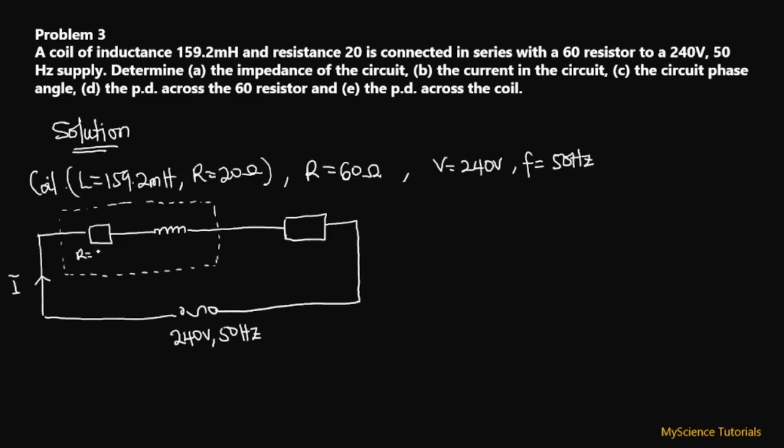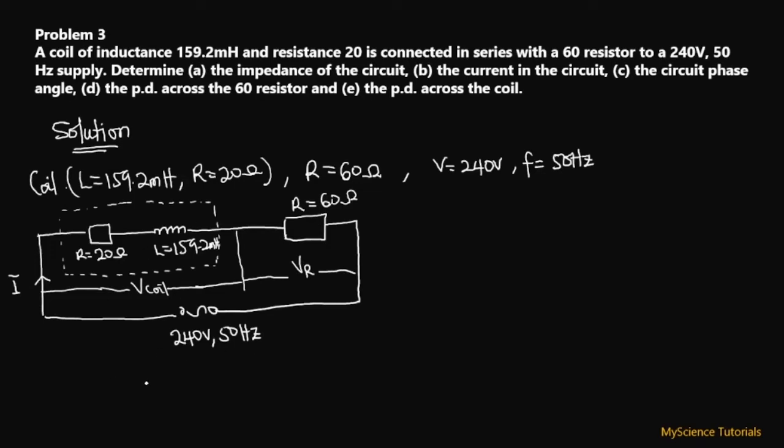So the coil is made up of the resistance, which is a resistor of 20 ohms, and then an inductance of 159.2 millihenry. Then we have an external resistor here, R, which will be equal to 60 ohms. So the voltage across the coil, this side, is what we call V coil, or the applied potential difference across the coil. And then the applied potential difference across this resistor is VR, as usual. So this is our circuit diagram.